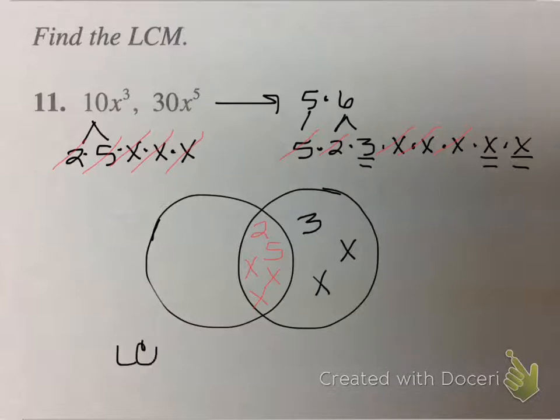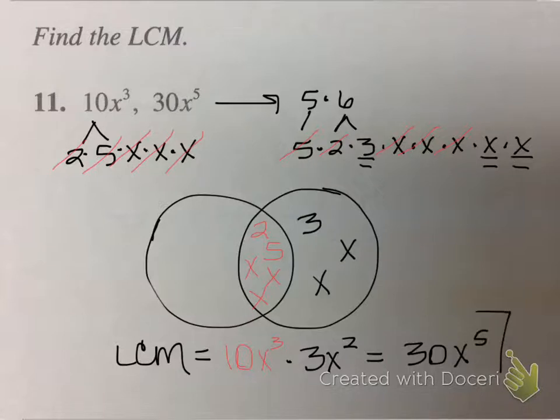So what's my LCM going to be? Everything multiplied together. So 2 times 5 is 10, so I have 10x cubed. And then I have 3 times x, so that's going to be 3x squared. So it looks like my LCM is 30x to the 5th.